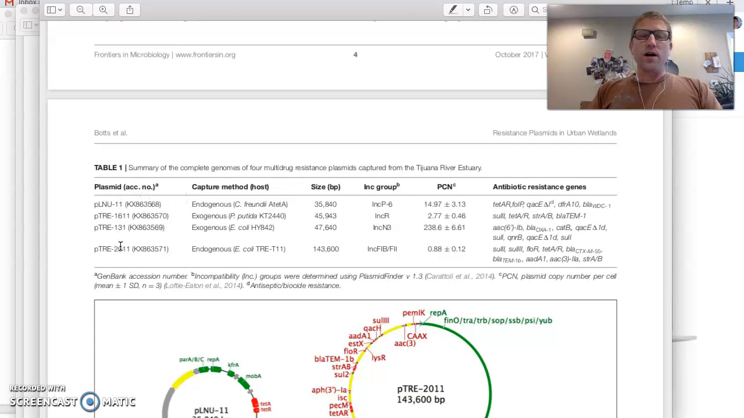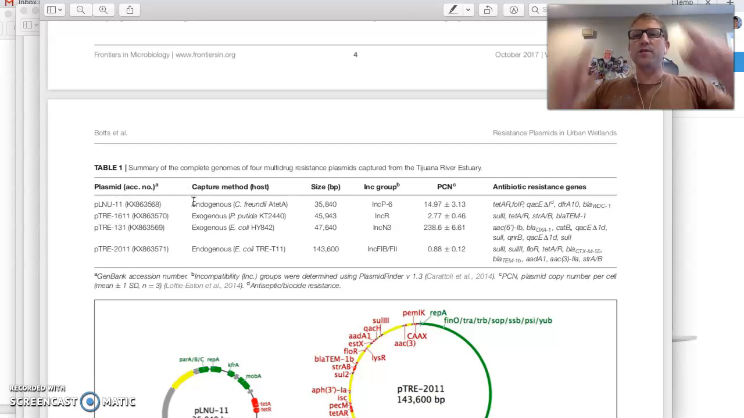So if we look at our first column, which I said often sets the meaning of the rows left to right, plasmid accession number A, we come down to the bottom, we see footnote 8, GenBank accession number, okay? PLNU11 is the name of the first plasmid with its accession number. Petrie1611, Petrie131, Petrie2011. And then as we go left to right, we now have rows to match up with our columns, right?